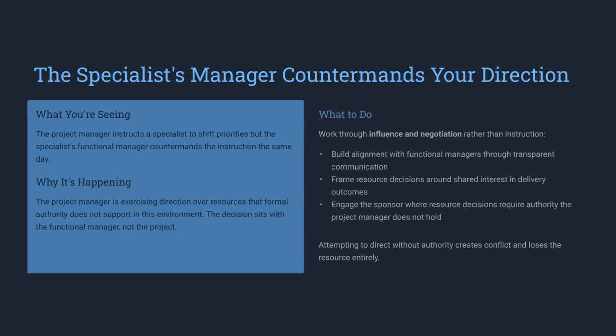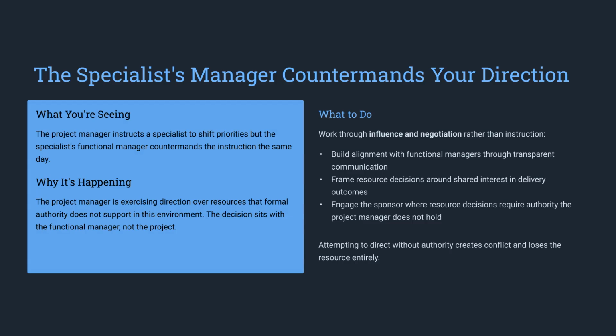When a functional manager countermands your direction, stop trying to force compliance. Use influence and negotiation to align shared interests. Engage your sponsor only when you truly lack the authority to move forward.